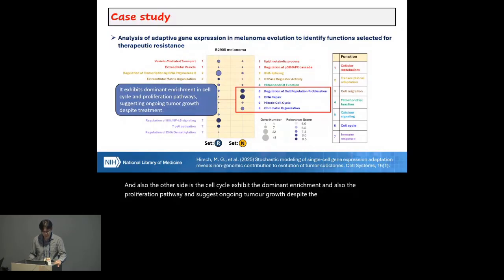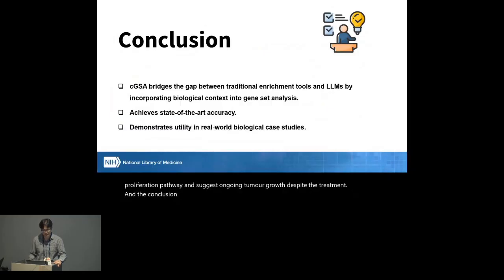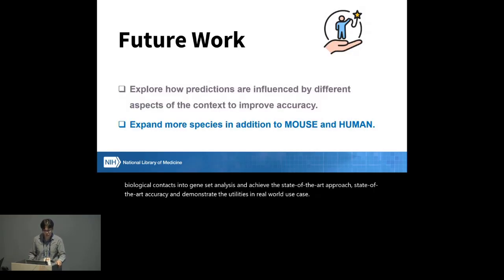And in conclusion, CGSA bridged the gap between the traditional enrichment tools and large language models by incorporating biological context into gene set analysis. And it achieved state-of-the-art accuracy and demonstrated its utility in real-world use cases. In the future, we will explore how predictions are influenced by different aspects of context to improve the accuracy, and will expand the species to non-human, such as mouse.